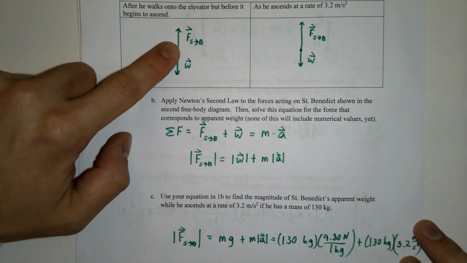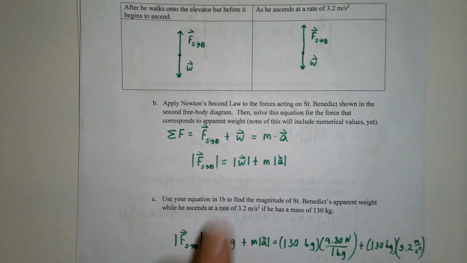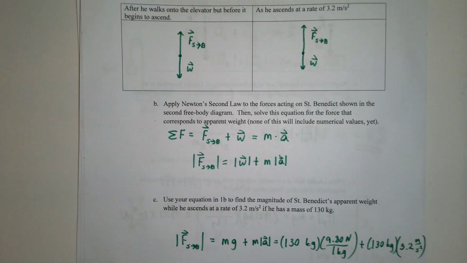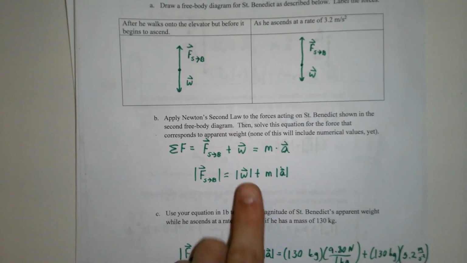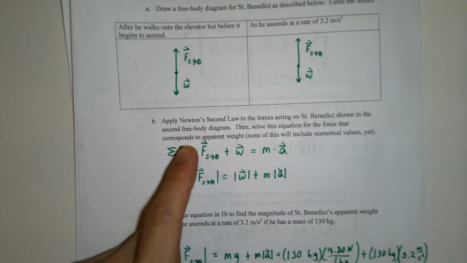This is the visual of Newton's second law. If we look at the mathematics of Newton's second law applied to Saint Benedict, we see there are 2 forces that are acting on him that we see in our free body diagram. The weight is in the negative direction. The force of the scale on Saint Benedict is in the positive direction.